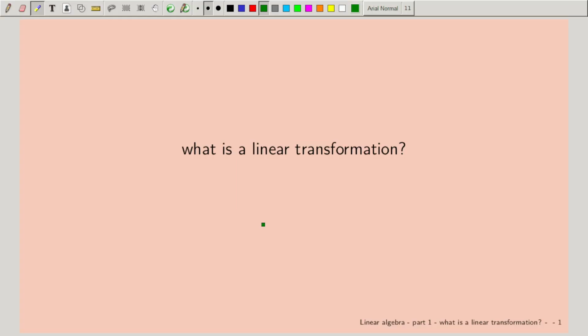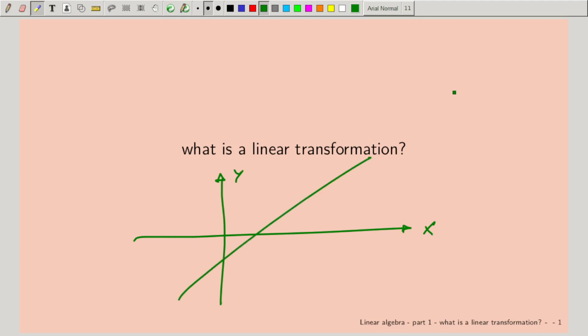What is a linear transformation? X, Y. Is this one a linear transformation? No, because it has to pass through 0. Excellent. We remember this stuff here.